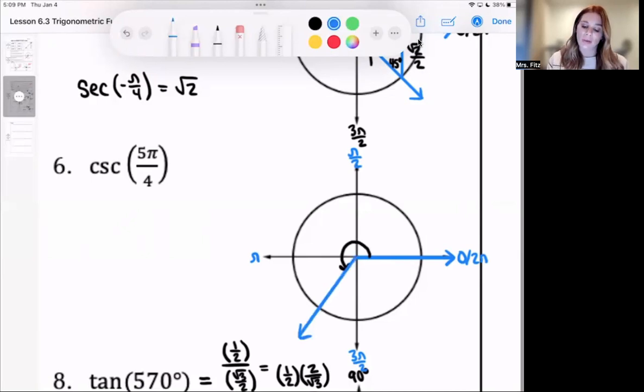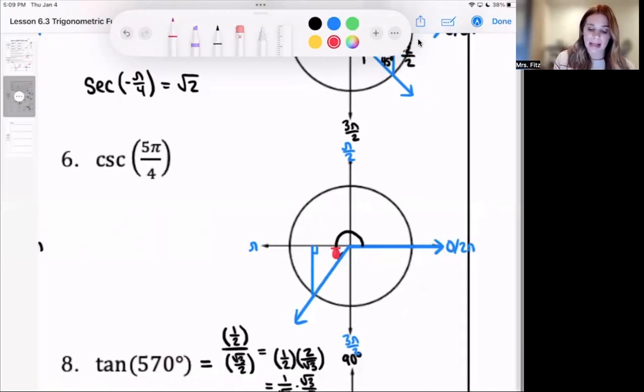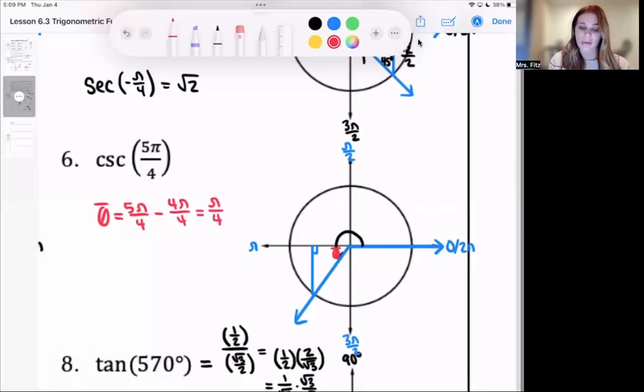Okay, so we drop our perpendicular. We get our little reference triangle with our little reference angle. And this reference angle would be theta with our little hat. It would be 5 pi over 4, but we want to subtract away pi, which is 4 pi over 4. So our reference angle is pi over 4, which if you remember, is 45 degrees. So we have a 45, 45, 90. Hypotenuse is 1, legs are root 2 over 2.